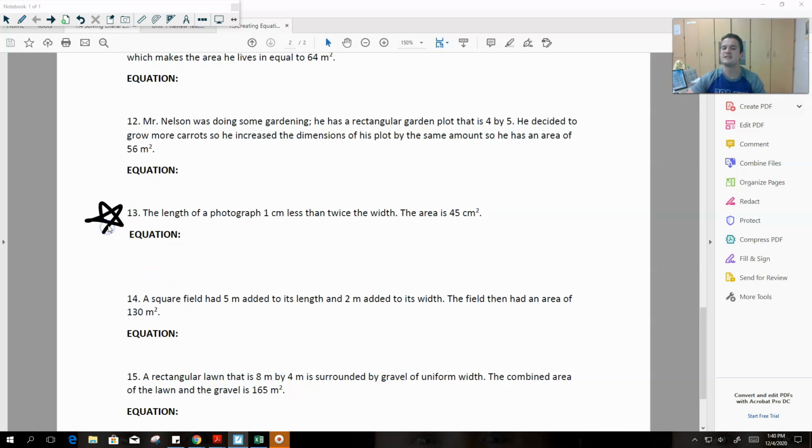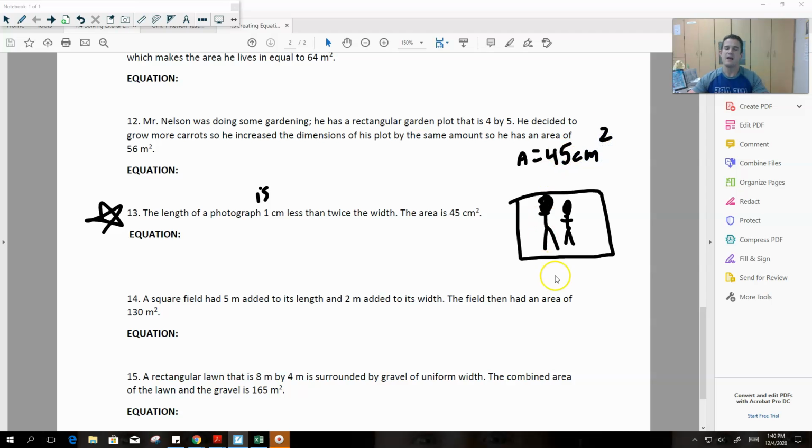So number 13 says the length of a photograph is 1 centimeter less than twice the width. The length of a photograph is 1 centimeter less than twice the width, and the area is 45 centimeters. So I have a photograph here. Here's some people in the photograph being really happy about just life and liberty and the pursuit of happiness. It says the area of this photograph is 45 centimeters squared, and the length, this length right here, is 1 centimeter less than twice the width.